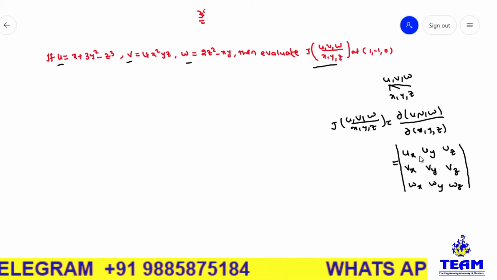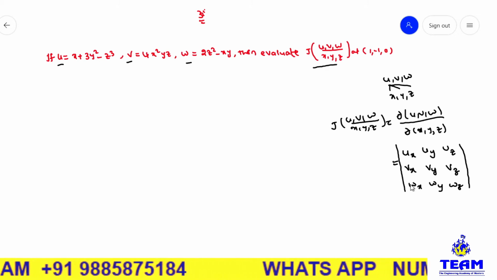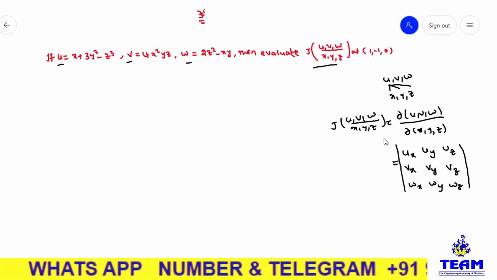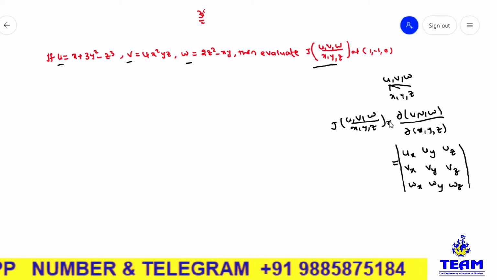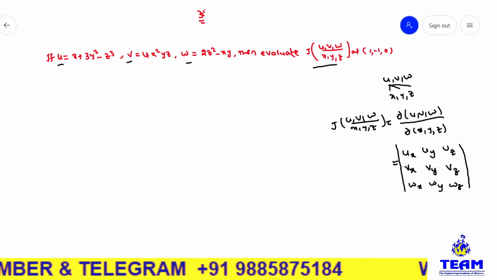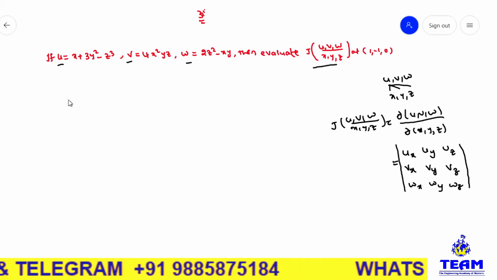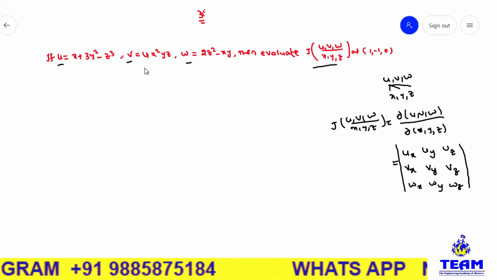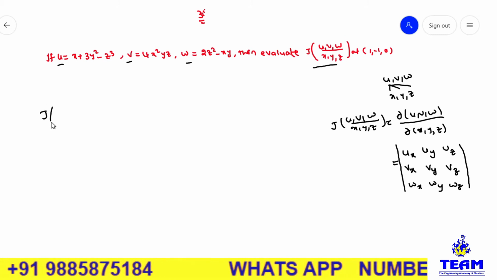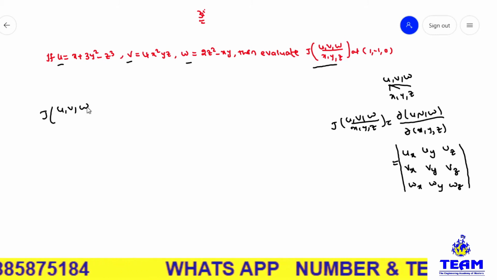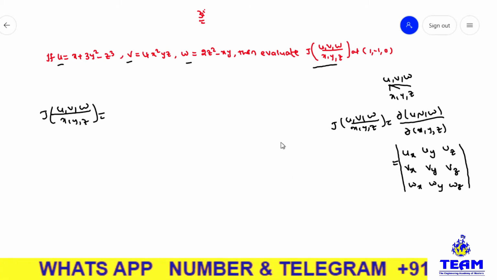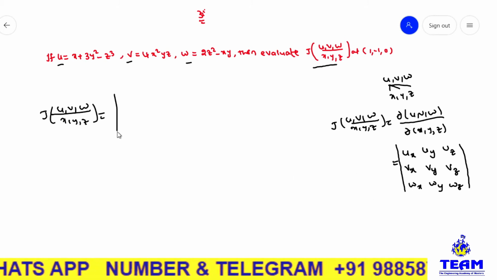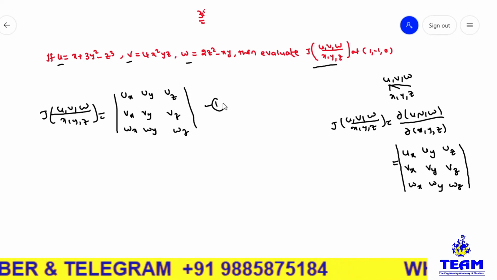Friends, this determinant you may get as 0 or non-zero. If not equal to 0, the functions are functionally independent. If it is 0, they are functionally dependent, and then you will get a relation. Anyhow, now we are finding the Jacobian. The Jacobian of u, v, w with respect to x, y, z we need to find, so this formula only we have to write. Consider this as equation number 1.